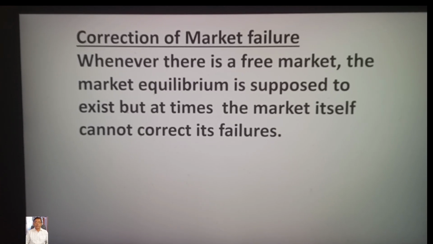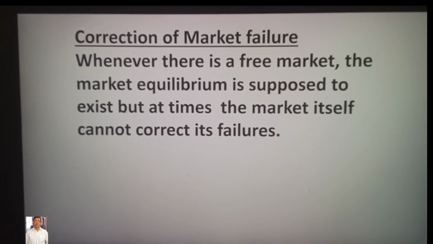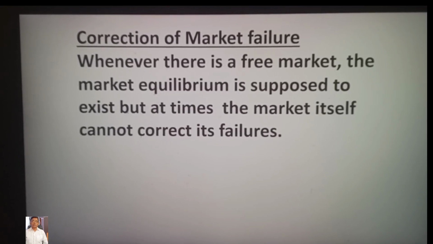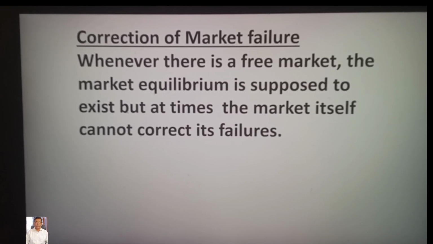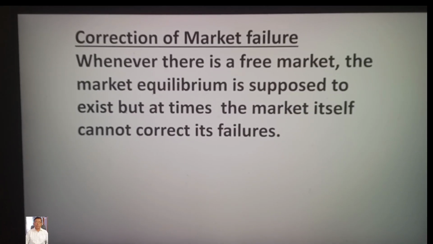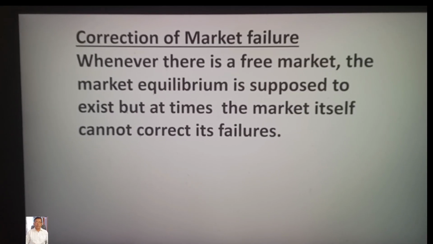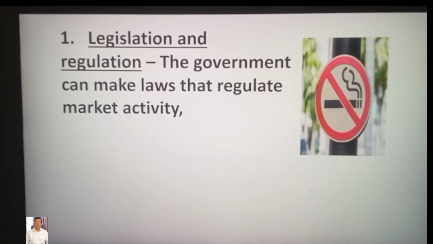Two of the most important tools which the government uses in a free market are the taxation or rate of taxes which is being imposed to correct the externalities, and also subsidy that helps those who create positive externalities in the economy. First, legislation and regulation.